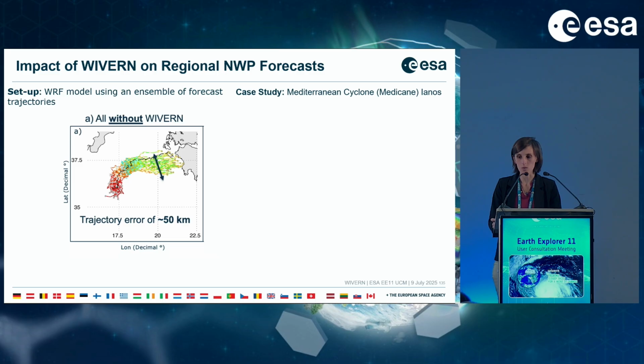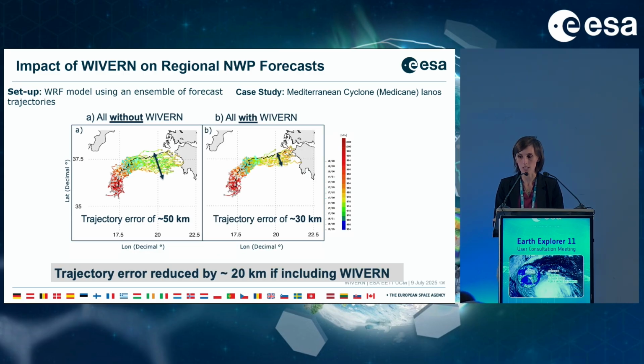On the left panel, you can see an ensemble of trajectories that were predicted by the WRF model when WIVERN was not assimilated, but only the baseline observing system was assimilated. When we assimilate WIVERN, we can see that the spread of the different trajectories has been reduced, meaning that the assimilation of WIVERN has been able to reduce the uncertainty in terms of the trajectory before the Medicane would hit Greece.